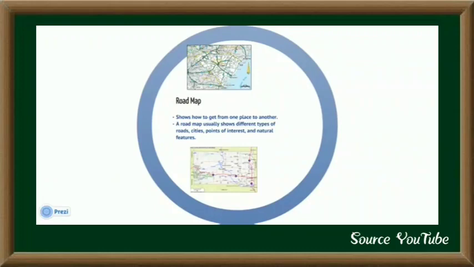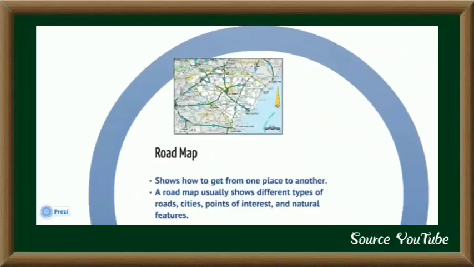All right, the next type of map is probably the one you're most familiar with. They're road maps. So they show how to get from one place to another. And a road map usually shows different types of roads, like highways or interstates. They'll show the different cities, points of interest, so usually it's tourists that are using them, and some natural features. Let's take a couple of looks.